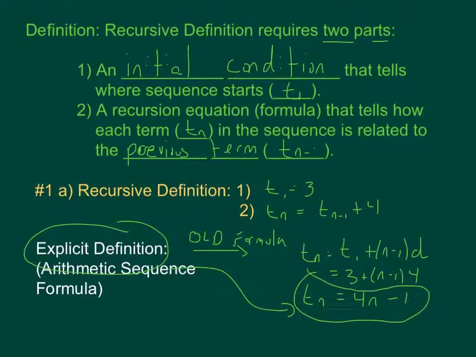The nice thing about using the explicit definition is you don't have to know the initial condition. Whereas this 2-part formula is the recursive definition. Sometimes that comes in handy as well. You're going to primarily focus on recursive definitions in this section.